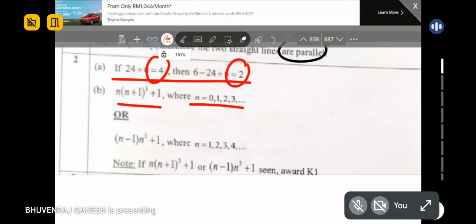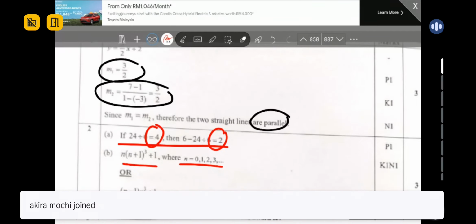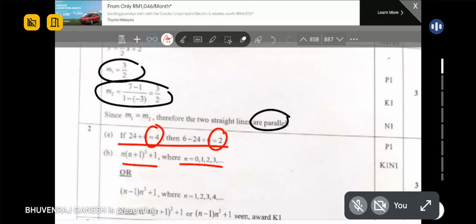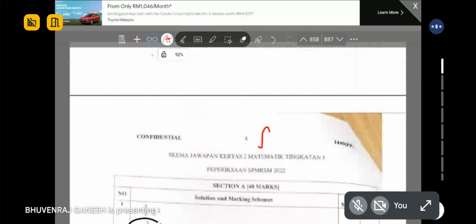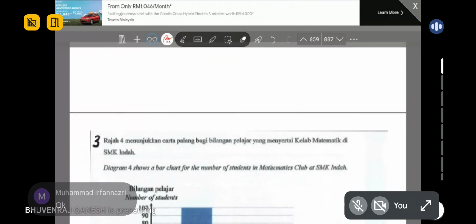Soalan 2, semua orang okay? Sampai sekarang, any problem so far? Question 2, okay or not? Need some feedback guys. Kalau okay saja, saya teruskan. If you guys must tell me, okay or not so far? Okay, so continue. Question number 3.